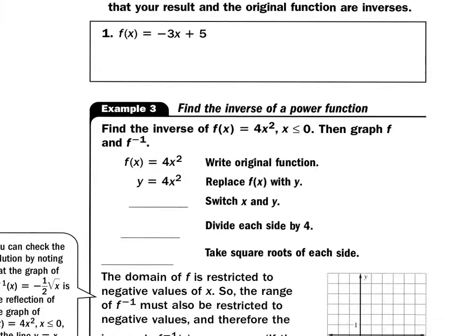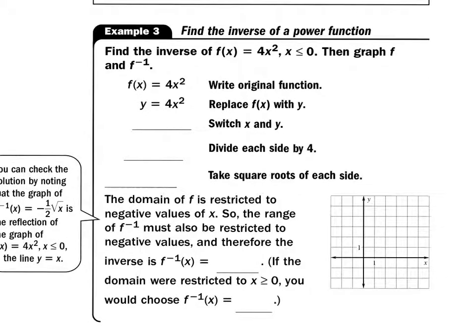Alright, example 3. Find the inverse of f of x equals 4x squared. So, we're going to write the original function, replace f of x with y, and then switch the x and the y. So now x equals 4y squared. We're going to divide each side by 4. So x over 4 equals y squared. Then I'm going to take the square root of both sides. Square root of y squared is just y. Square root of x, what's the square root of 4? 2.